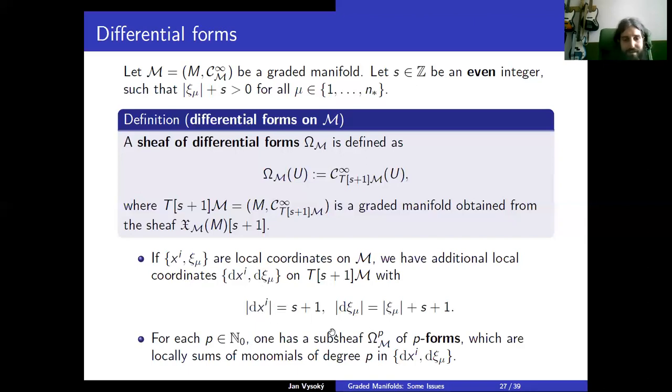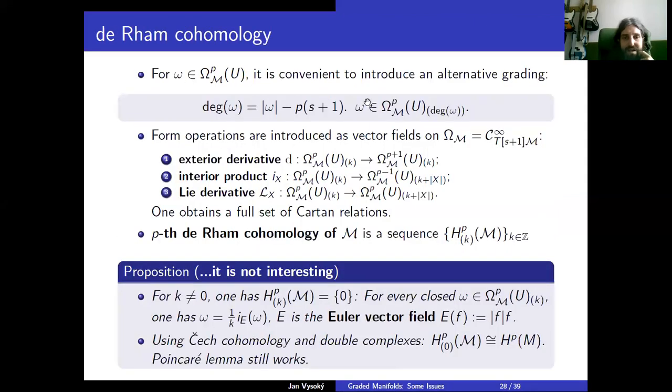And in fact, one can show that on this sheaf, you can write this sheaf as a direct sum of some subsheaves, and there is a well-defined subsheaf of p-forms, which are exactly functions that are locally sums of monomials in these dx's and dxi's of degree p. So locally, this really looks like p-forms. And it's a reasonable definition. There is a convenient thing.